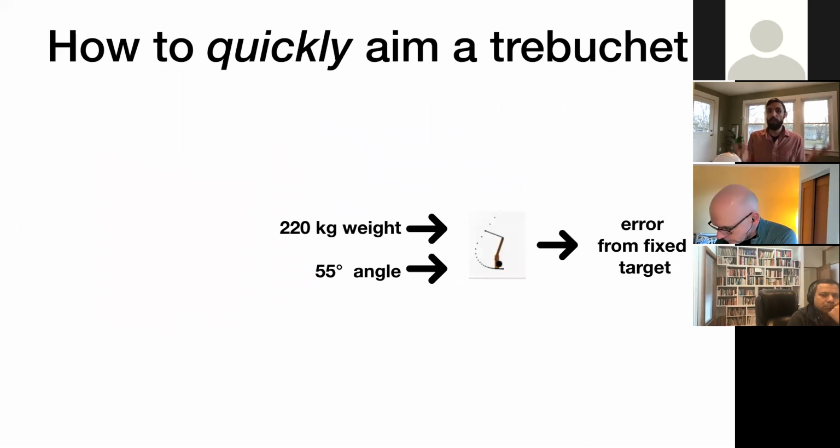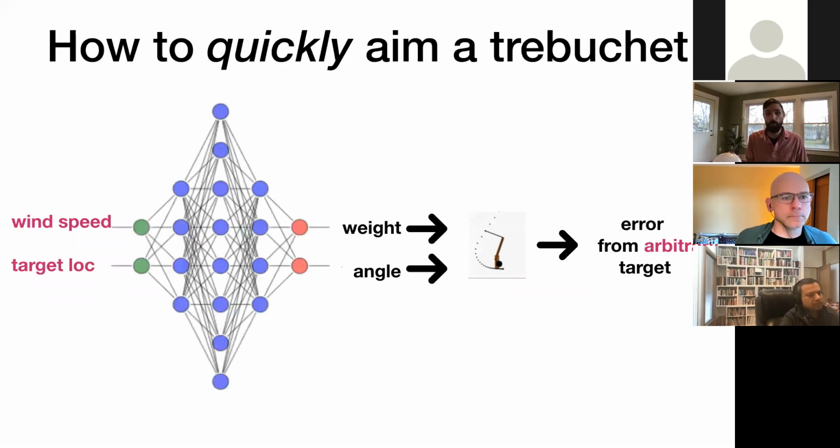So, what are we doing here? Well, we're taking our simulation, finding the error from a fixed target, computing the derivatives with respect to those inputs, changing them, and repeating, right? And that works, but it's a little slow, and it only works for a given fixed target. So how might I extend this system to do something better, faster, easier? Well, the answer here is that I could build an arbitrary neural network that gives me those control parameters, the weight and the angle I should use for a given arbitrary target.